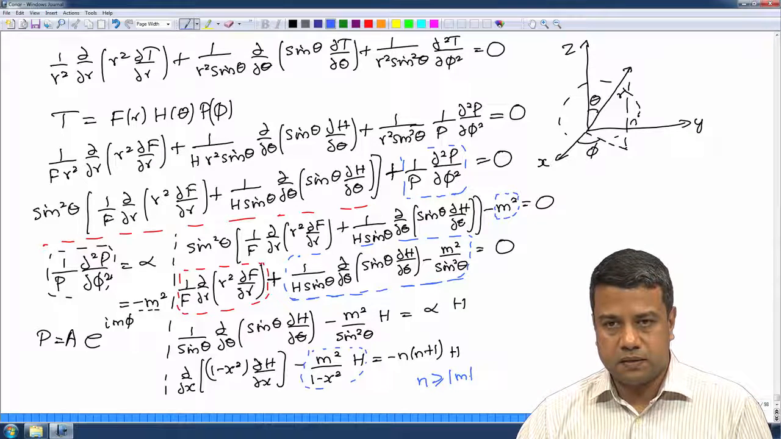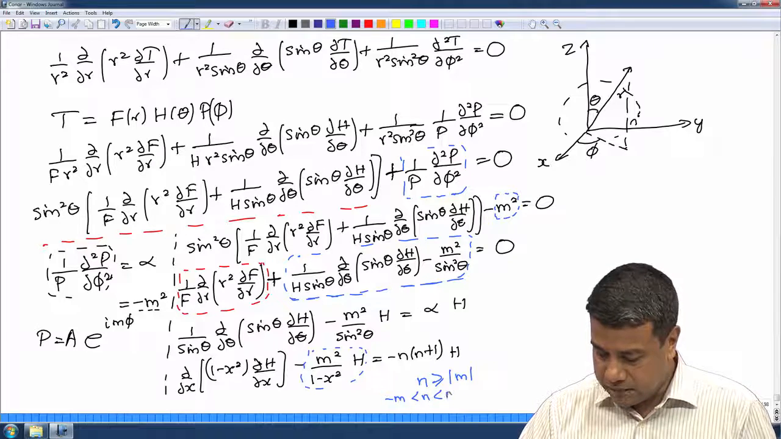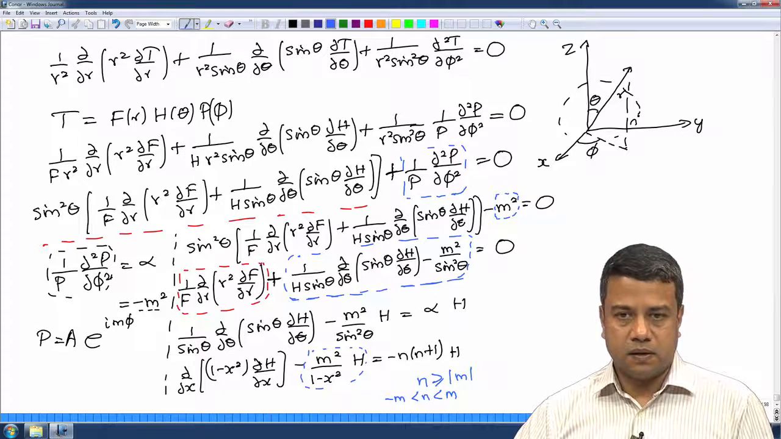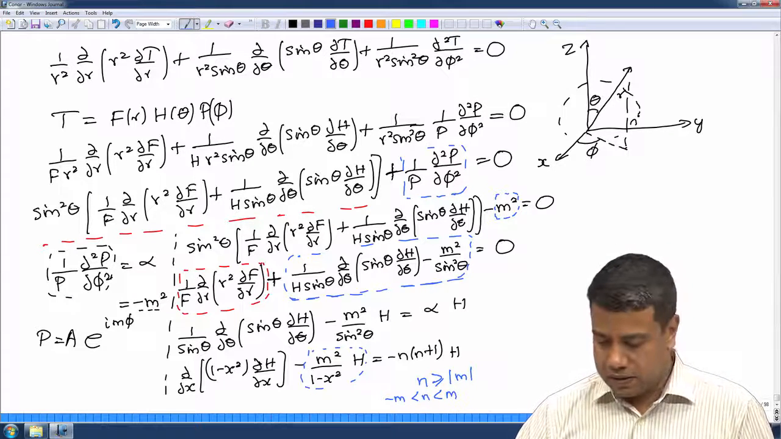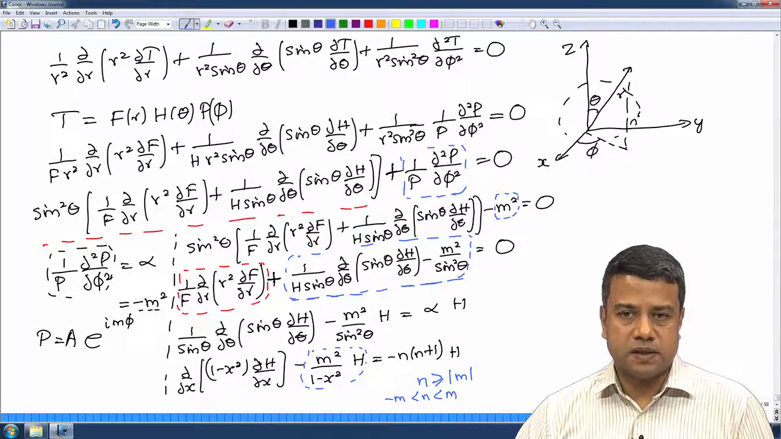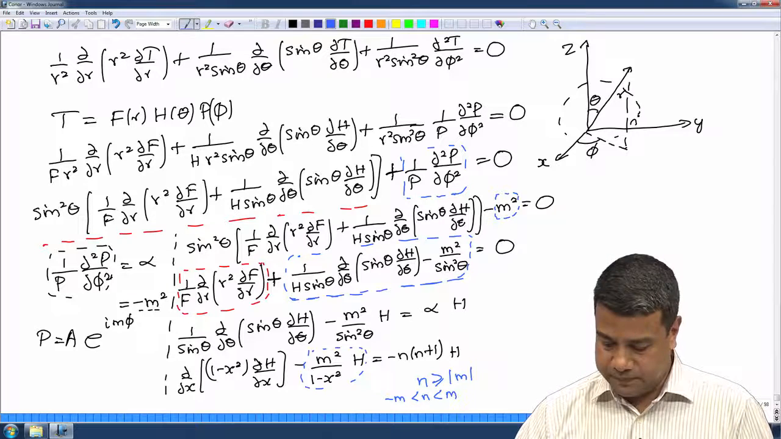Therefore, minus n less than m less than n. If m is an integer, then m can only go from minus n to n. So, that means that if n is equal to 1, then m can be minus 1, 0 and plus 1. When n is equal to 2, m can be minus 2, minus 1, 0, plus 1 and plus 2, etc.